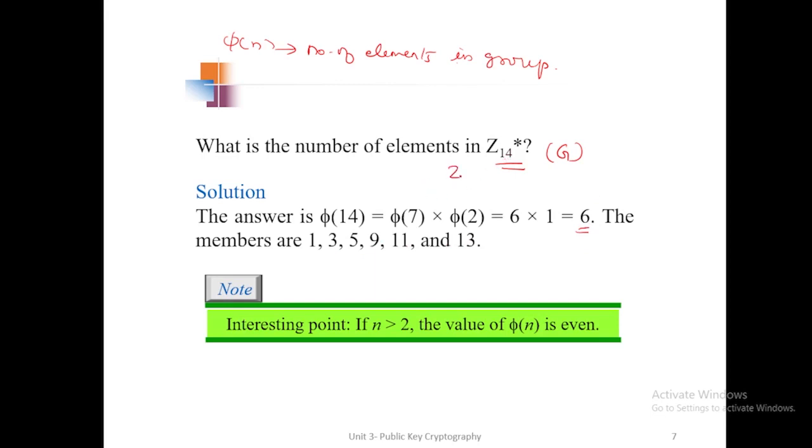If you take Z14, the numbers may be from 0 to 13. But those numbers should be relatively prime to 14. The numbers relatively prime to 14 are 1, 3, 5, 9, 11 and 13 only. These numbers are relatively prime to 14. So the count, or the number of elements, is 6. So the answer is also 6. So this Euler's totient function can also calculate the number of elements of a given group.